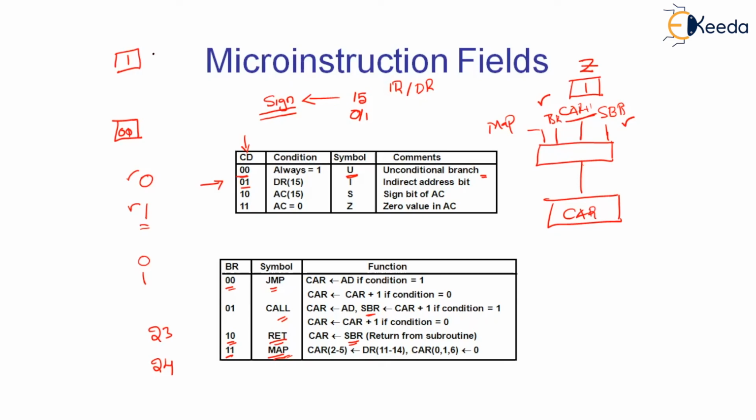In the branch field, again, 4 different branches are there. Jump is an unconditional branch, during which we don't need to save CAR plus 1 in the subroutine register, because an unconditional jump is not associated with a return. So CAR plus 1 will not get transferred to the subroutine register. If the condition is not satisfied, CAR plus 1 will get transferred to CAR. But there is no scope for that because it's always an unconditional jump. At that time, a branch will be taken. And if the branch is not taken, CAR plus 1 will get transferred to CAR. Similarly, 01 is a call, 10 is return, 11 is mapping. That's it for the class. Thank you.